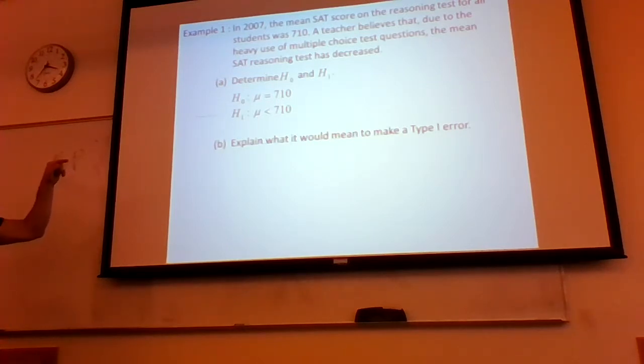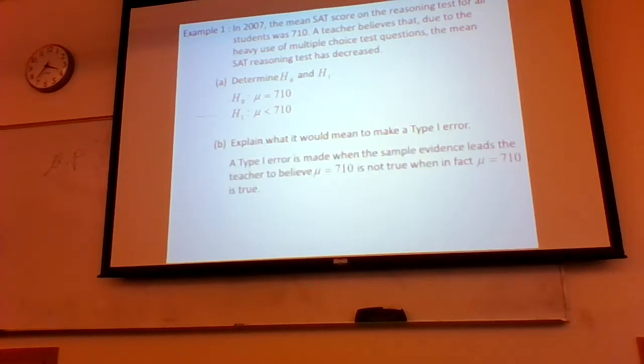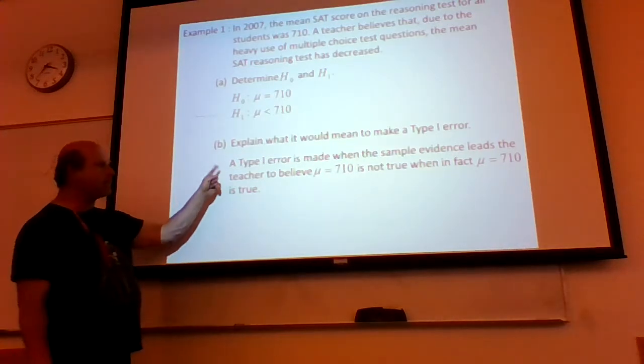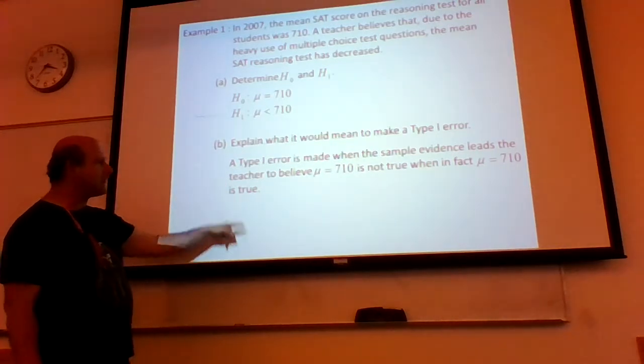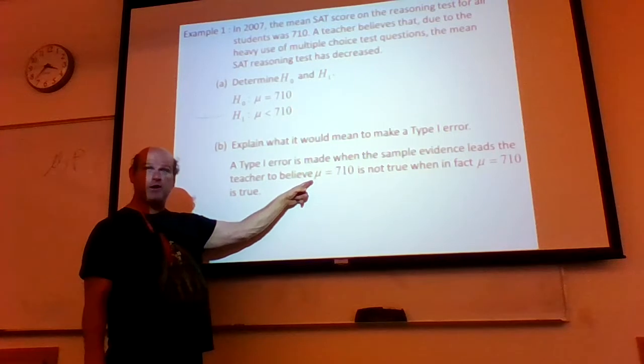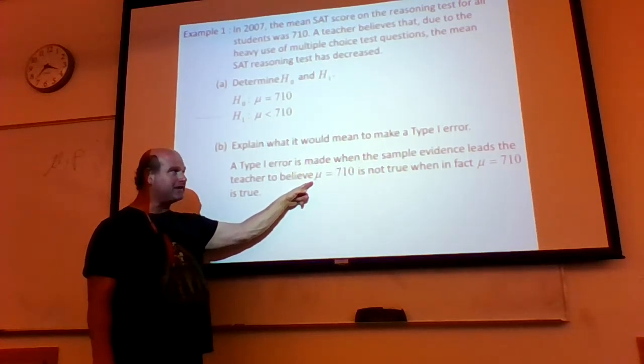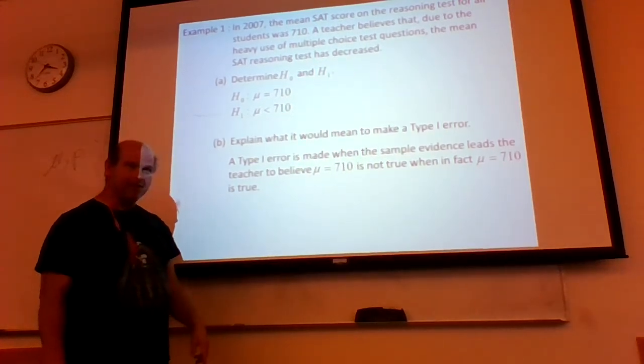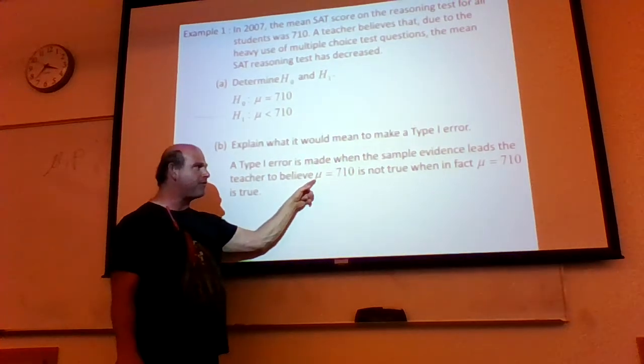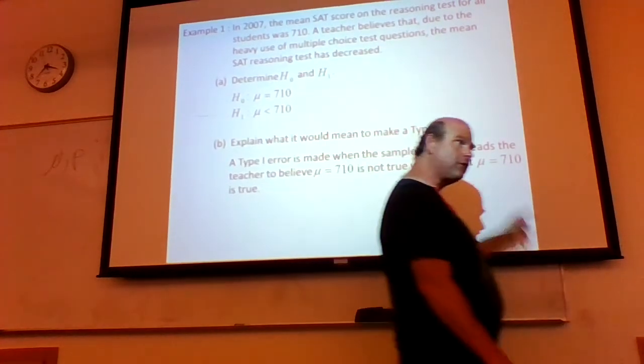Does that make sense? So in other words, the error that we would make when we make a type 1 error is when the sample evidence leads the teacher to believe that this is actually not true, when in fact it is. You see what I'm saying? You reject the null hypothesis when it's actually true.